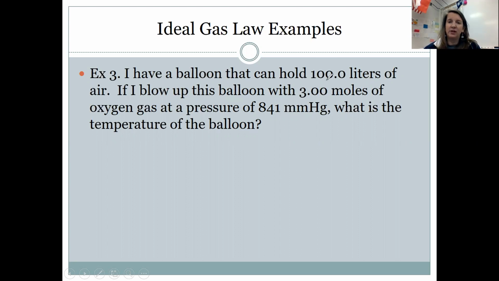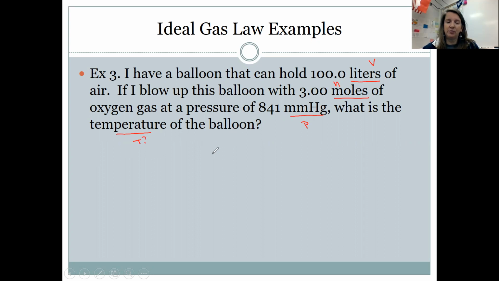I have a balloon that can hold 100 liters. Since it's liters, that's talking about volume of air. If I blow up this balloon with 3.00 moles, that's my N, of oxygen gas at a pressure of 841 mmHg, that is pressure. What is the temperature of the balloon? So I'm looking for temperature.